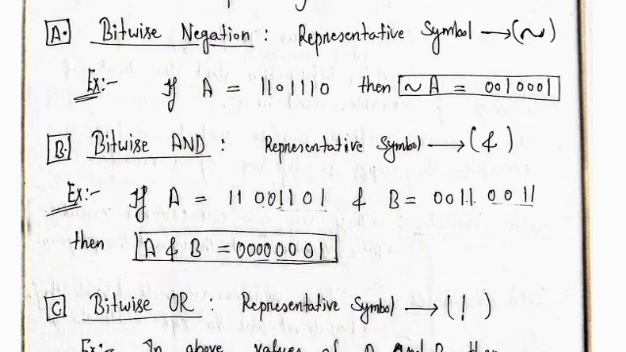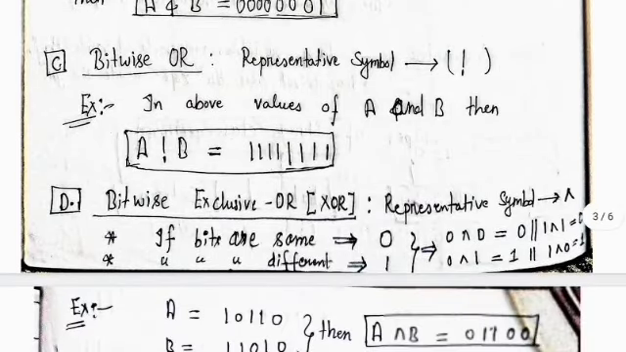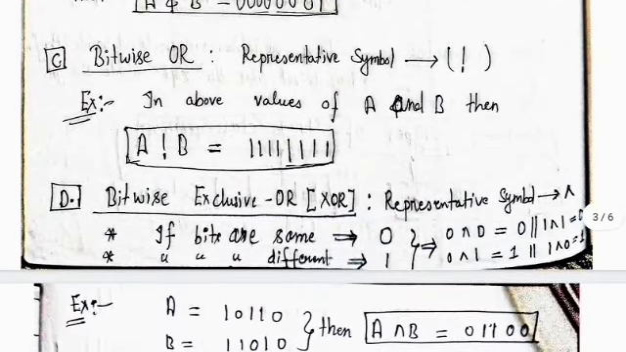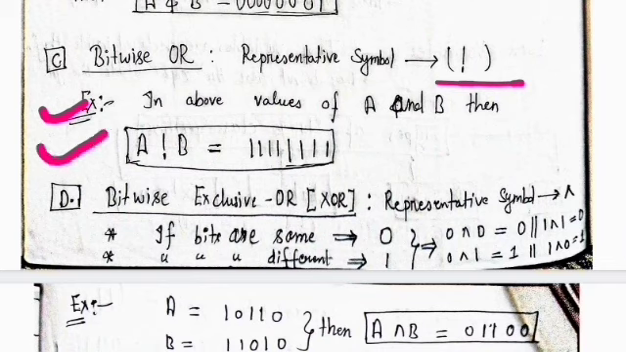Now come to the next, that is the bitwise OR, and it is represented like this symbol. Here we take the above values from the bitwise AND operation. So now the bitwise OR is equal to 8 times 1, and if any one input value of A or B is 1, then output is always 1.